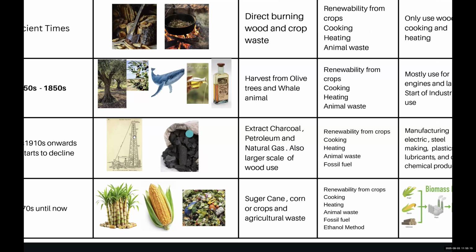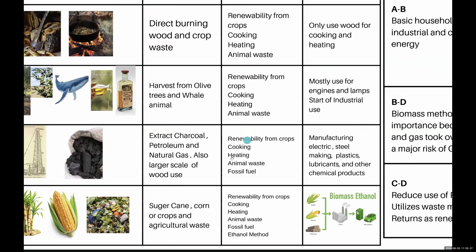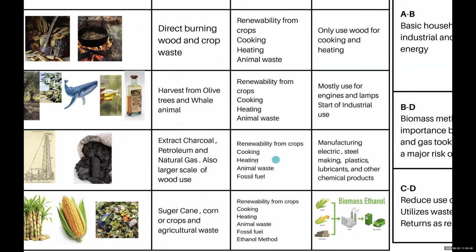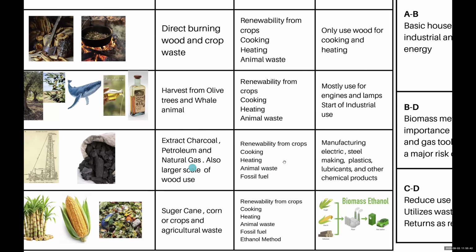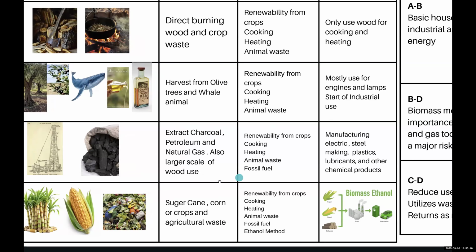They have coal, they have pumping oil from beneath the earth called petroleum, and the other one is natural gas. Natural gas you can get in deep oceans. So they extract natural gas from the deep ocean, the same as pumping petroleum. And they did the same thing with renewables for crops, cooking, and heating animal waste. They still use that, but what changes is the fossil fuel. So it changes a lot.